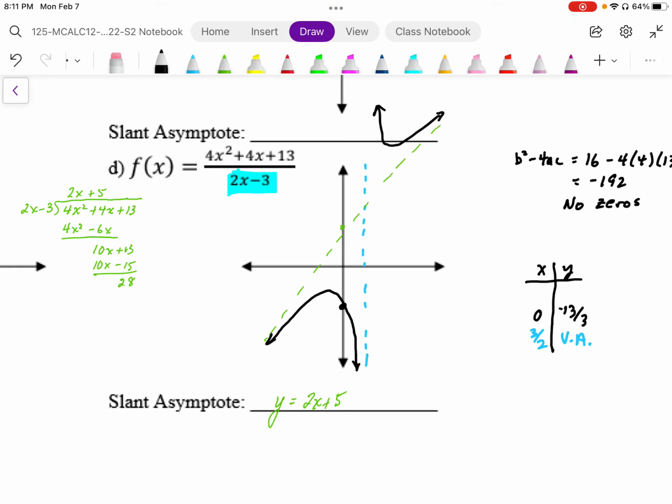Later on in calculus, we do want to find the vertex. That is something extra that we will find when we do calculus.